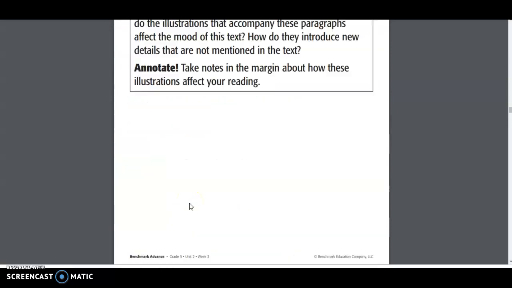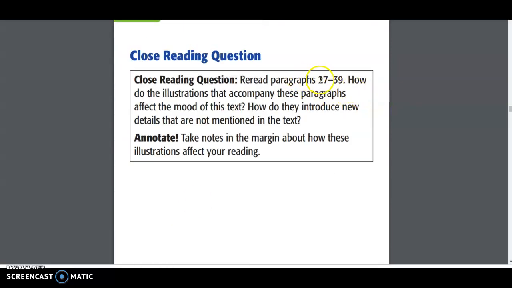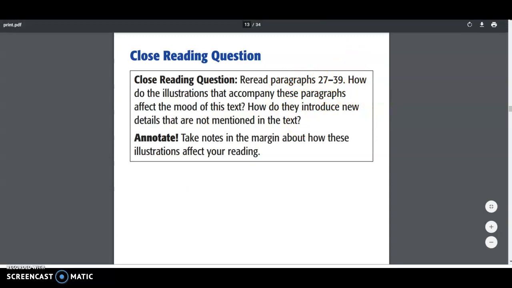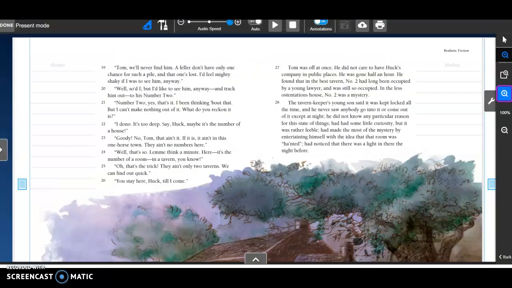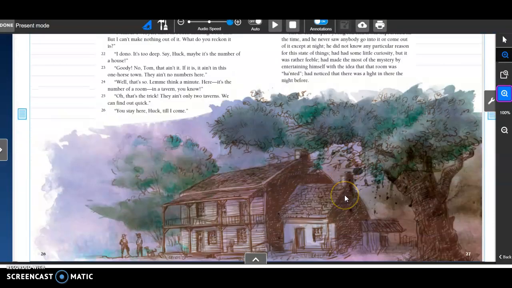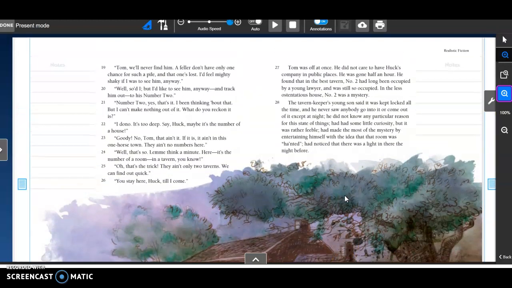All right, so I'm going to do the first one with you. Okay, so paragraphs 27 through 39. So make sure you're on Tom's Secret. So you should be on this page. Okay, and this is page number 26, 27.